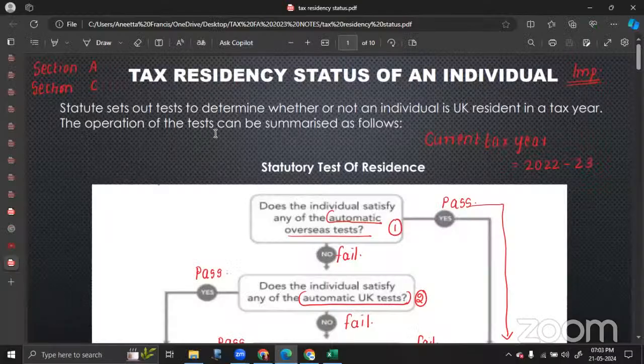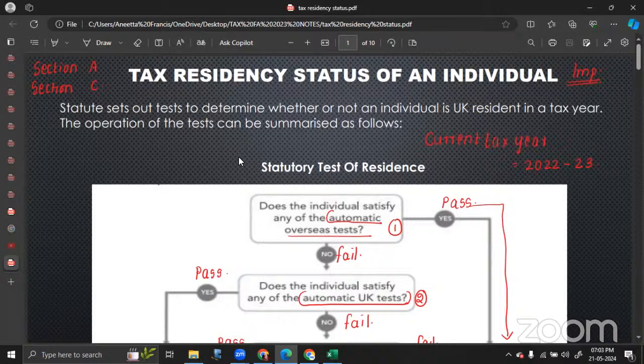Since this is our first day of revision, we're going to start off with a recap of income tax. So the first aspect of income tax is the tax residency status of an individual. We're going to check whether an individual is a UK resident or not.